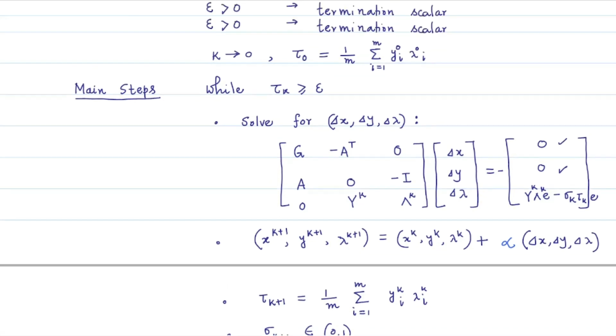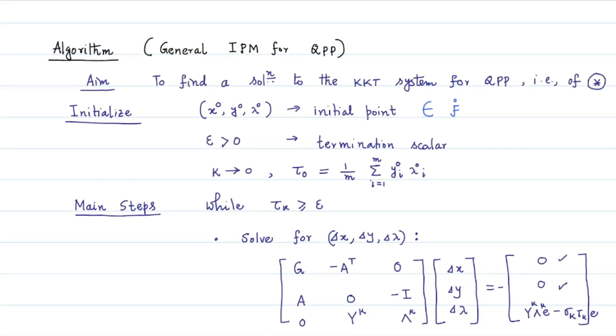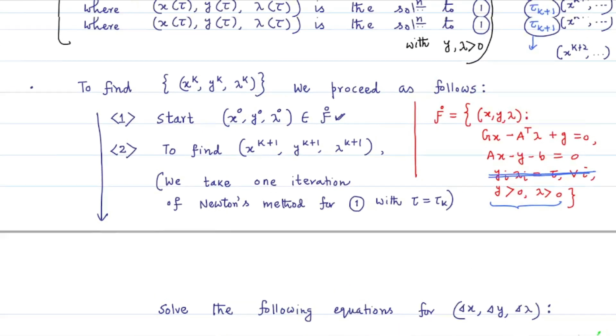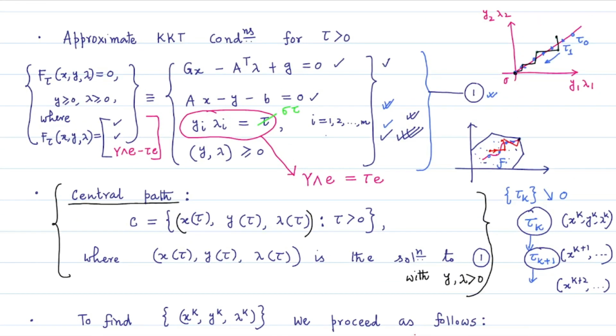For choosing this value of alpha k, we proceed in the following manner. We notice that we are trying to approximately solve this approximate KKT condition, right? So while taking one iteration of these approximate KKT conditions, what do we do? We consider a neighborhood of the central path. How do we consider a neighborhood of the central path?